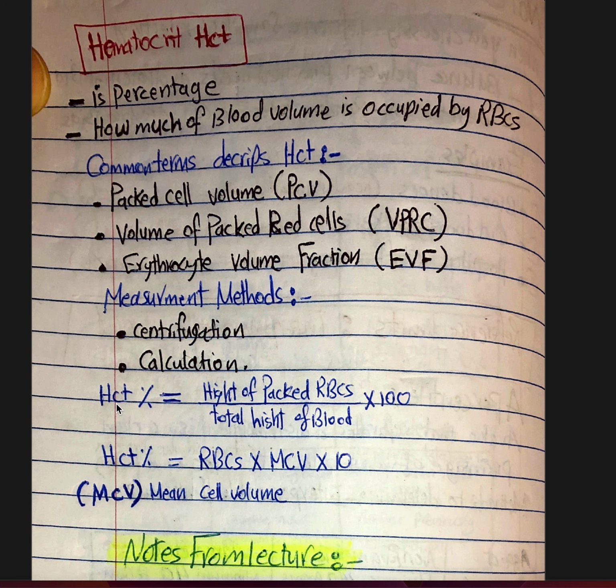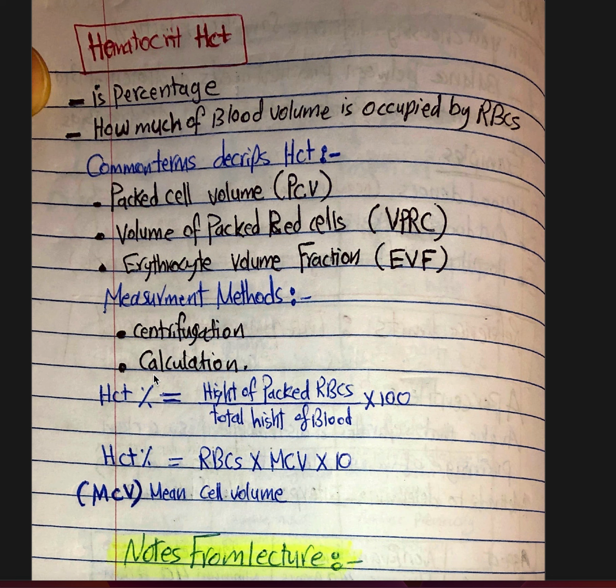We can also measure it by the number of the RBCs multiplied by the MCV, divided by 10. So these are the two calculations of the hematocrit. We can say the hematocrit is the height of the RBCs divided by the height of the whole blood sample, multiplied by 100, so it's a percentage. Or hematocrit is the mean corpuscular volume, or mean cell volume, multiplied by the RBC count, divided by 10.